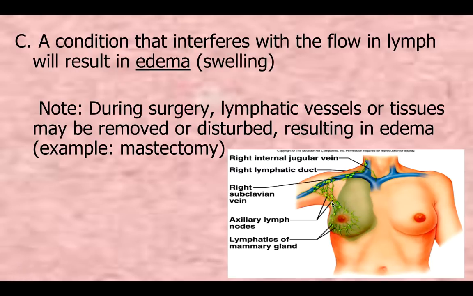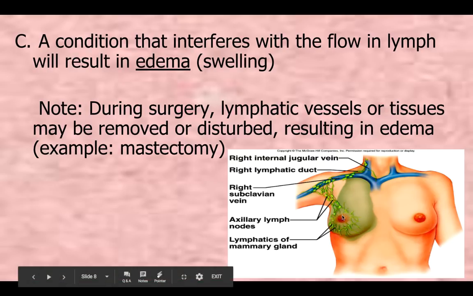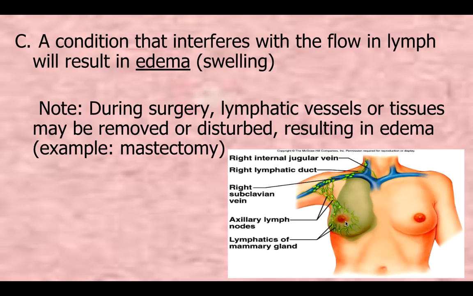If we cut this tissue off, we're actually going to disrupt the flow of this lymph fluid, and we're going to have it flowing back into this now empty cavity. We're going to have swelling called edema.